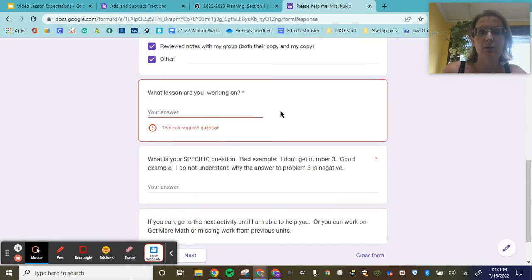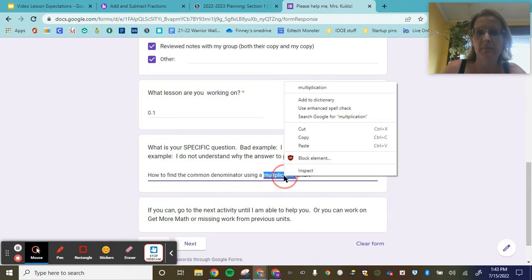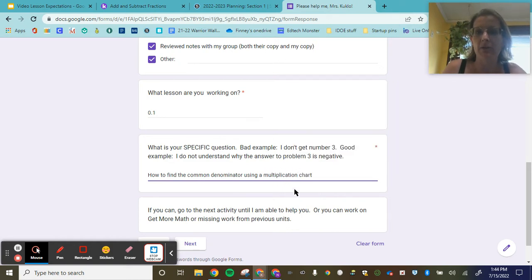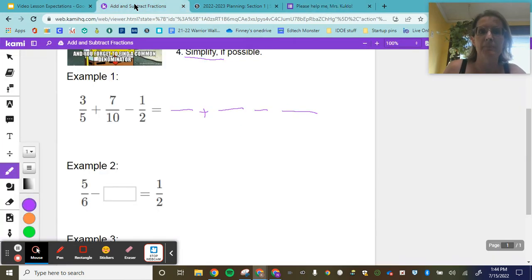So it's lesson 0.1. So you put in the lesson you need, and then what's your specific question? In this case, your specific question would be how to find common denominator using multiplication chart. And I don't care about spelling, but you can fix it very quickly. And then keep going until you submit the form.